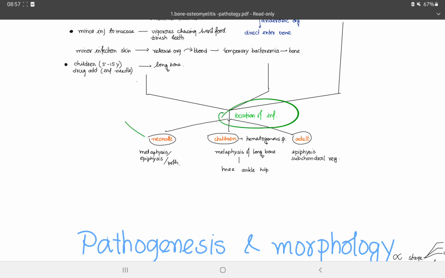So all of them enter, and then the location of infection. In the neonate, it will infect the metaphysis or the epiphysis or both. In children, it most commonly enters through the hematogenous pathway, and they will attack the metaphysis of the long bones, like the knee, ankle, and hip joints. And in adults, it attacks the epiphysis and the subchondral region.